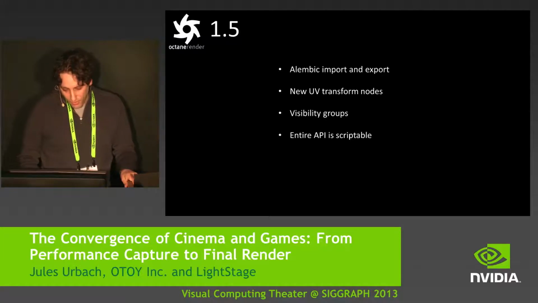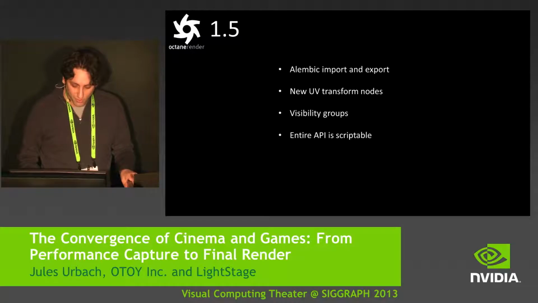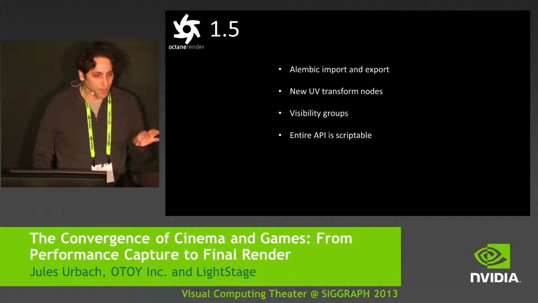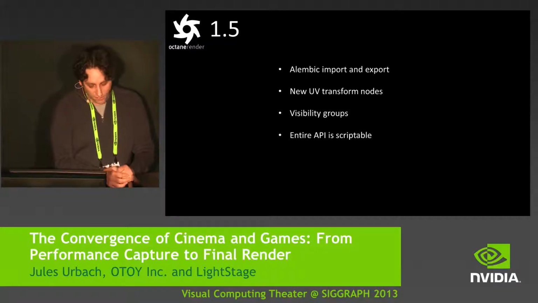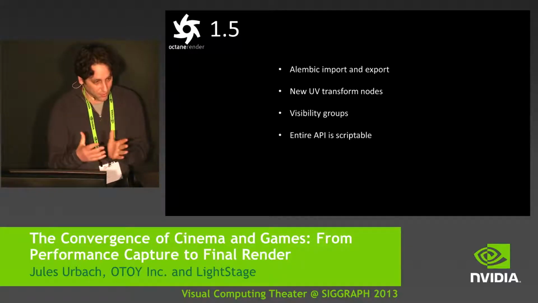The other thing that we've added are more UV transform nodes, which will make it much more robust. We're also adding visibility groups, which has been a big feature request. And then the other big thing, which is something that we promised initially when we were talking about the feature set we wanted to have for Octane, is that the entire API is scriptable. Now, the API for Octane is very powerful. That API is what's used to build all of the plugins for all of these apps, including the Max plugin.